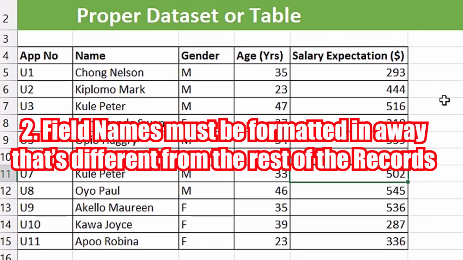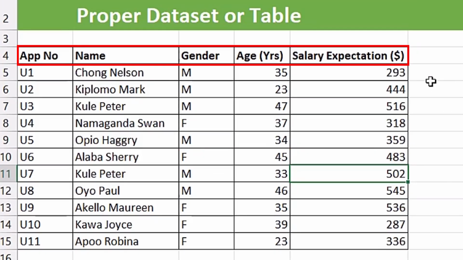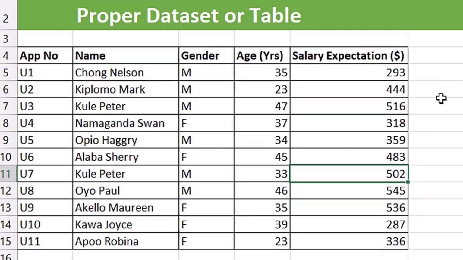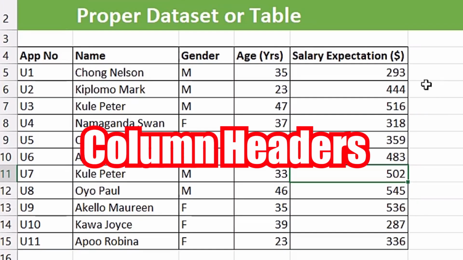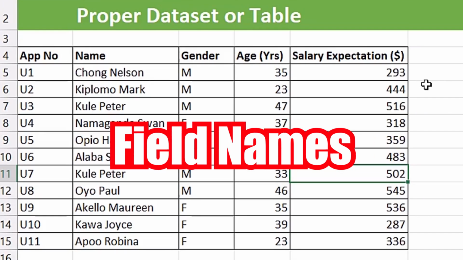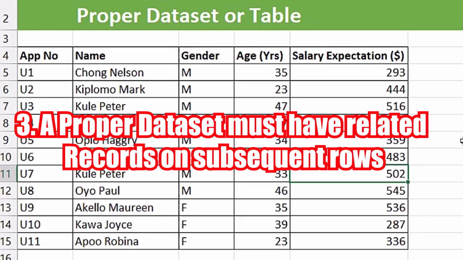And then 2, the field names must be formatted in a way that's different from the rest of the records. Here, we have simply bolded our field names. That is actually a very common way of formatting your field names. By the way, the field names are also called column headers, so you can call them column headers or field names.